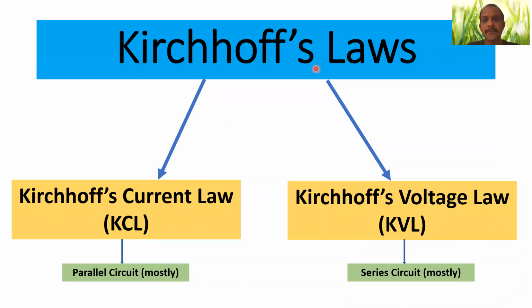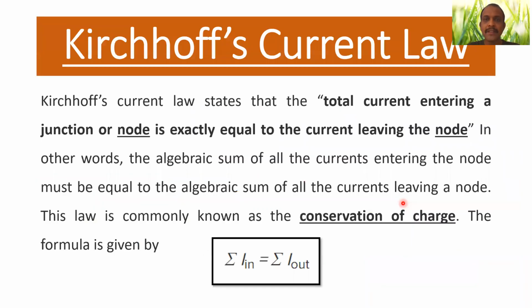Kirchhoff's laws are basically divided into two laws. The first law is Kirchhoff's current law, which is mostly termed KCL. The second law is Kirchhoff's voltage law, which is mostly called KVL. If it is a parallel circuit, we mostly use Kirchhoff's current law, and for a series circuit, we use Kirchhoff's voltage law. We'll go with the next one.